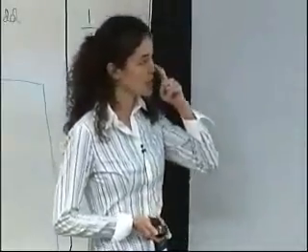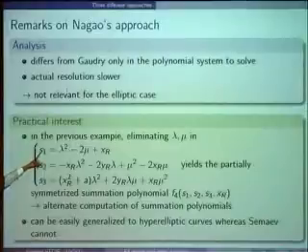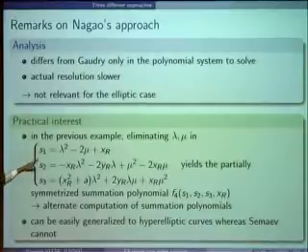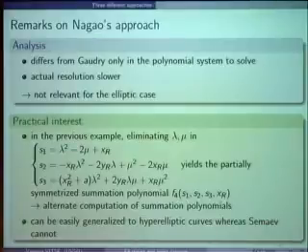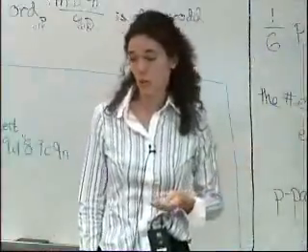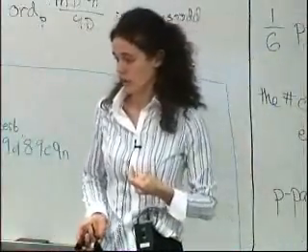What you do in this case is you identify the coefficients with the elementary symmetric polynomials. You perform an elimination of the variables lambda and mu, and then you get directly the symmetrized summation polynomial. So this is also interesting.